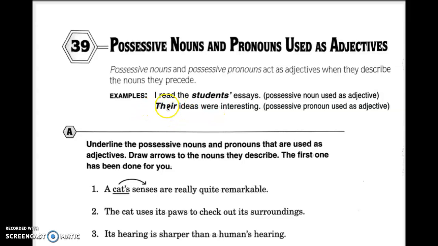Their ideas were interesting. In this case, you could just say, ideas were interesting. But it's better to make it more specific, describe it a little bit more. Whose ideas were interesting, or what ideas were interesting? Their ideas were interesting. In this case, the pronoun their, which is a possessive pronoun, because it could be their desk, their dresser, is used as an adjective. This pronoun is used as an adjective describing ideas. Okay, whose ideas? Well, their ideas.